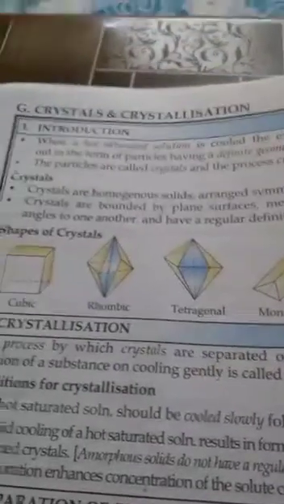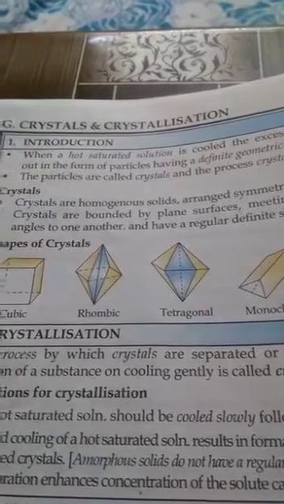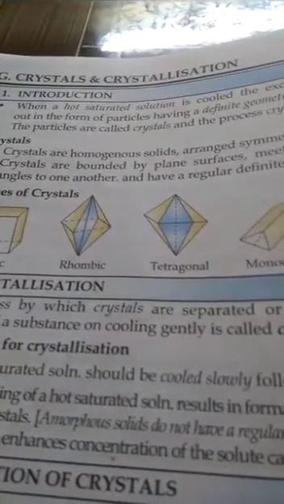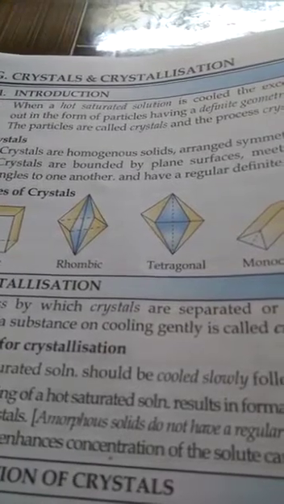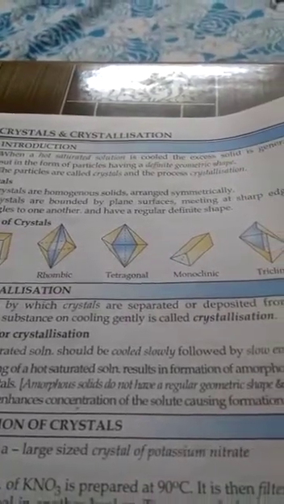Hello students, let's continue the topic crystals and crystallization. Now what are these crystals and what is crystallization? Crystals are actually homogeneous solids which have definite shape. They are arranged in a symmetrical way, so they have definite shape. They are bounded by plane surfaces meeting at sharp edges at definite angles to one another.